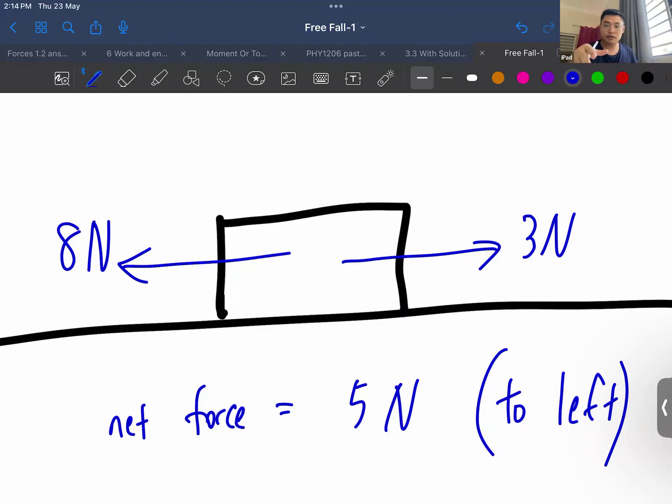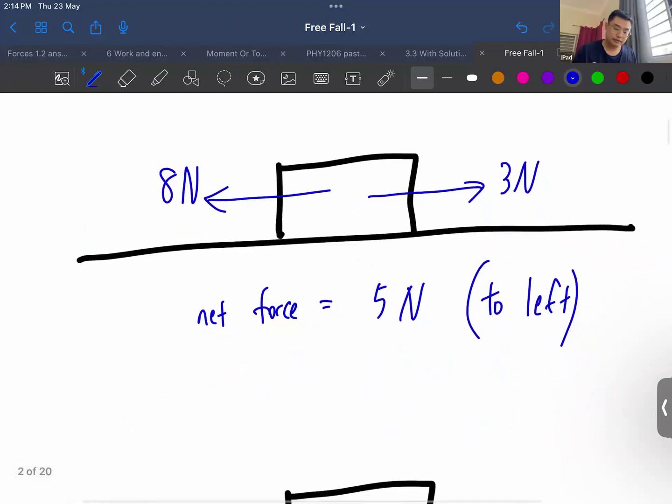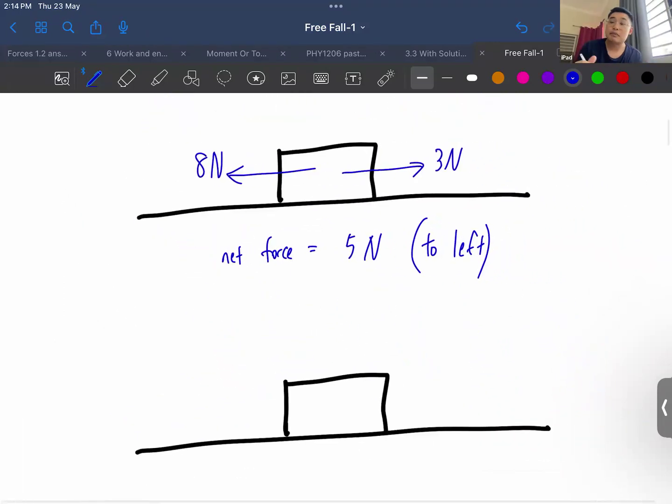Okay, we follow the leader. Because since you mentioned the 8 is larger, we are following the direction of the 8 Newton. Are you good? Okay. Let me give you some more example now.